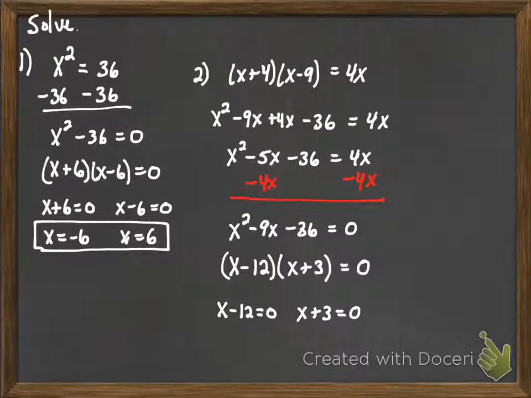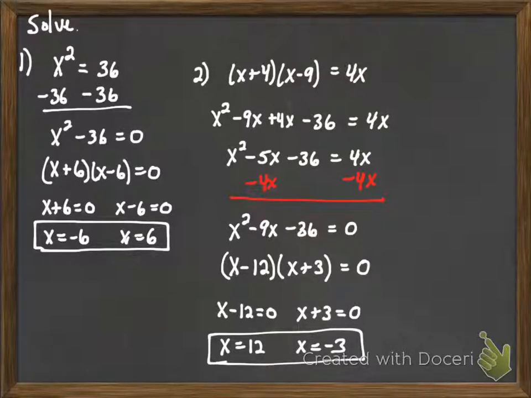From x minus 12 equals 0, I can solve by adding 12 to both sides. I get x equals 12. X plus 3 equals 0, I can solve by subtracting 3 from both sides. And so I get my two solutions: x equals 12 and x equals negative 3.